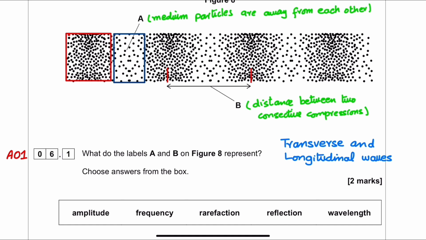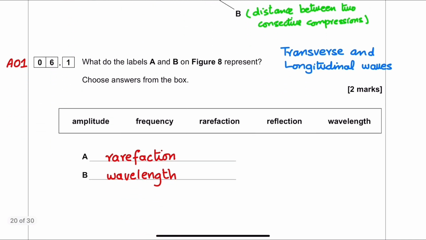We know that point A is showing the particles of the medium are away from each other. This part of the wave is called rarefaction. Whereas B is the midpoint of two consecutive compressions. It is called the wavelength because it is the distance between two consecutive compressions. So the correct options are A is rarefaction and B is wavelength.